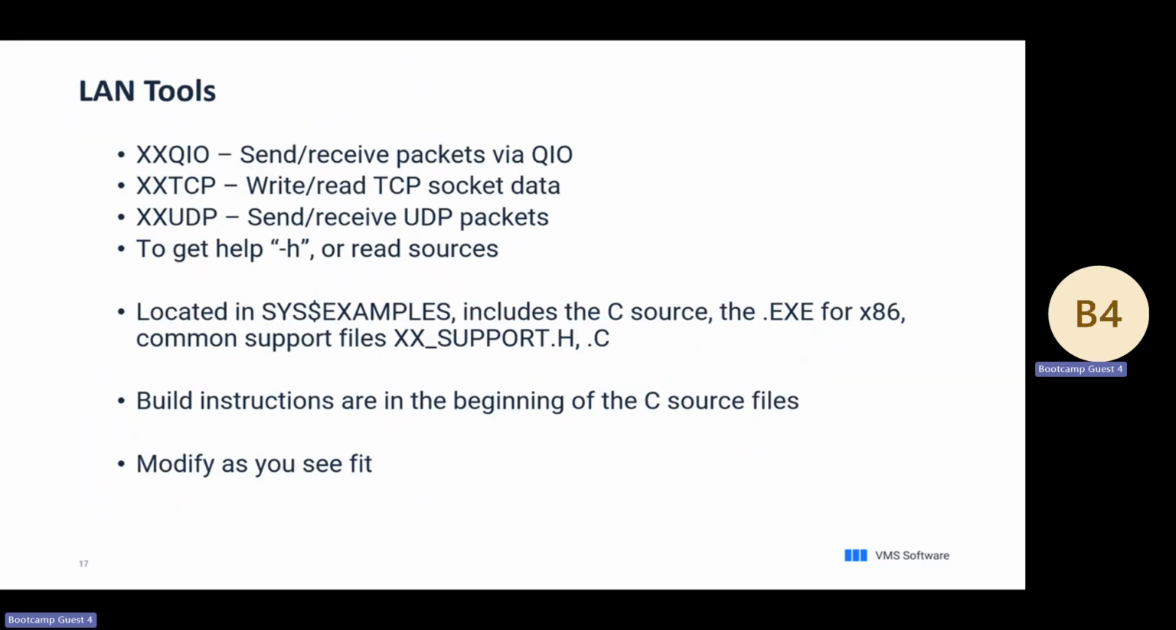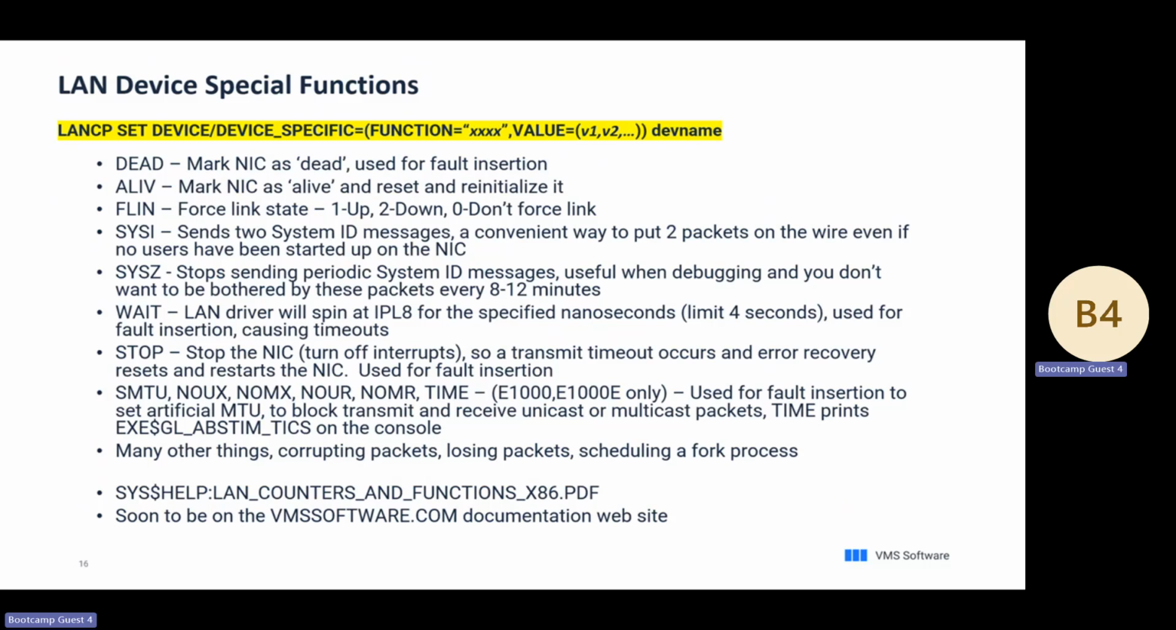I'm going to do LAN tools. So one thing about that last item, SMTU, that allows you to take a jumbo network configuration and change the MTU out from under the applications and see what happens. I've been using that recently to look at PE driver, what happens when it's running jumbo frames and then the MTU changes. Jim?